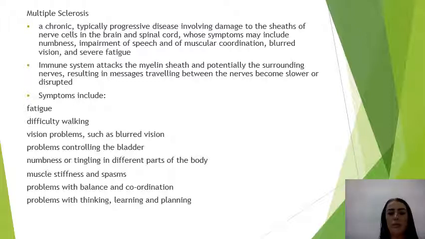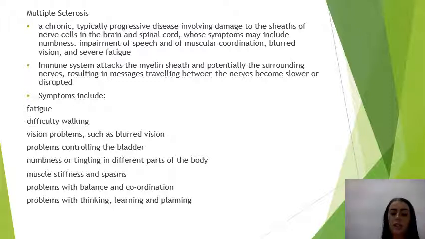The immune system attacks the myelin sheath and potentially the surrounding nerves, resulting in messages travelling between the nerves becoming slower or disruptive. Those suffering with multiple sclerosis may have fatigue, difficulty walking. They may have blurred vision, other visual problems. They may also have problems controlling their bladder.